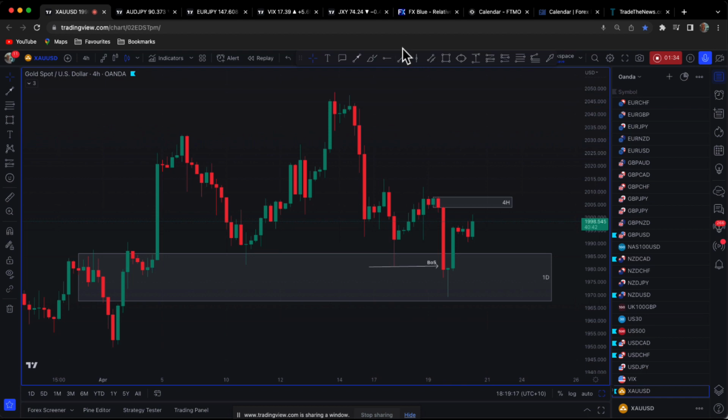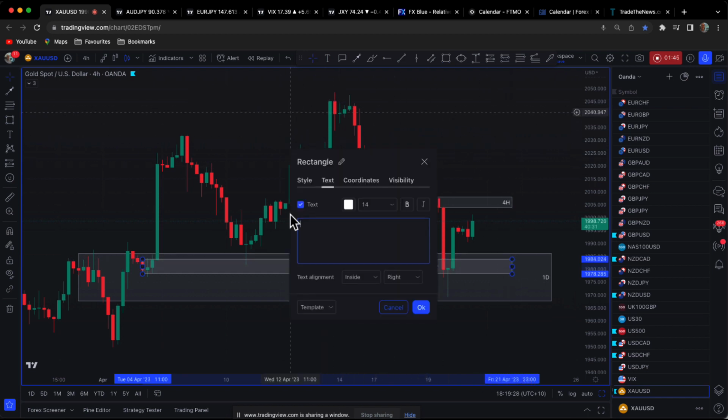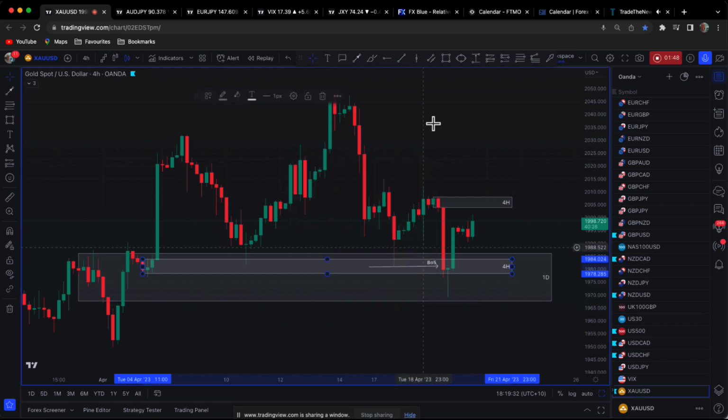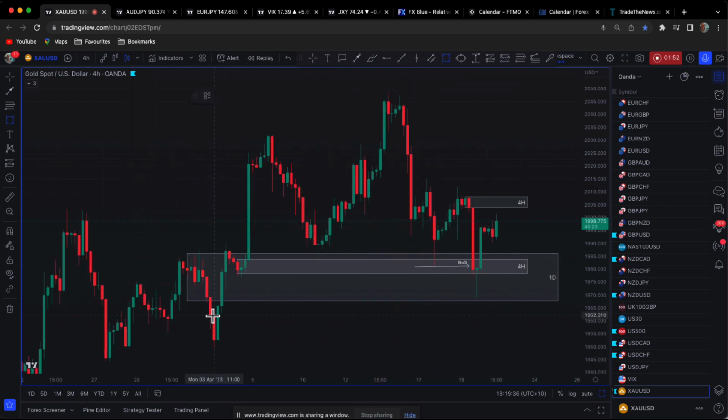And targets I'm going to be looking for. Well, this level here, this balance area here would be target 1 pretty much. Just mark that up. And yeah, I mean, target 2, further down we've got these levels back down in here.